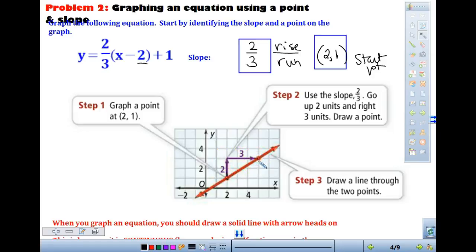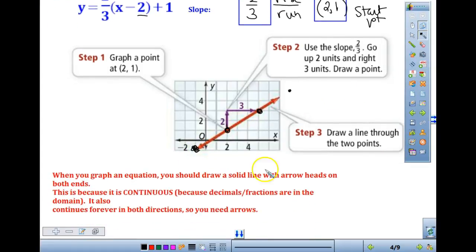And you're going to do that at least 3 times because I need at least 3 points on your graph to get a straight line. I know it only requires 2 points to make a straight line, so in this case, if you're going off the graph, you might go down 2 and back 3. So I want to see 3 points on your line, and then you're going to connect those points with a line.